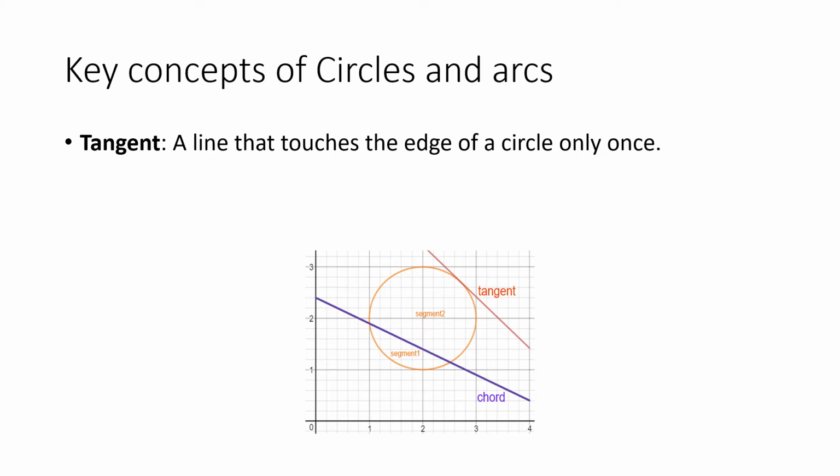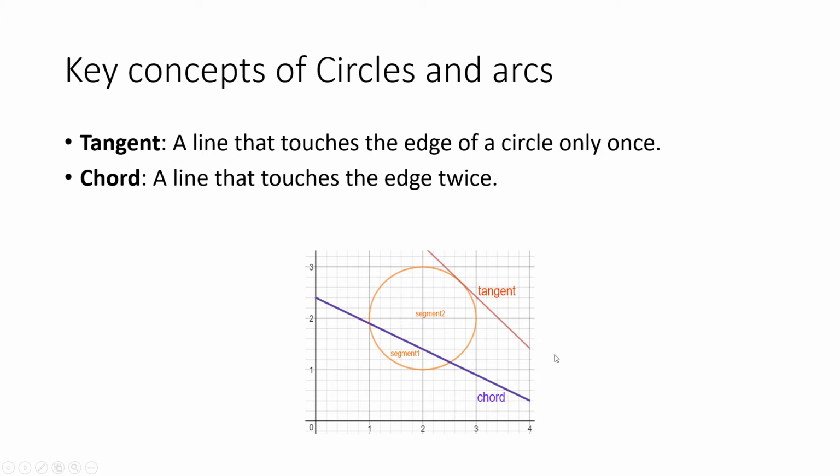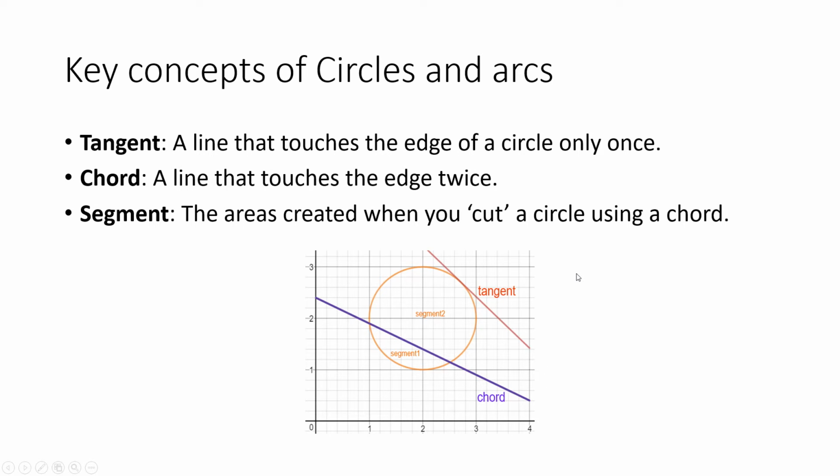Now, a tangent is a line that touches the circle exactly once and passes straight by. A chord touches it twice, passes in and goes back out again. And segments are the shapes that get created when you cut a circle using a chord.